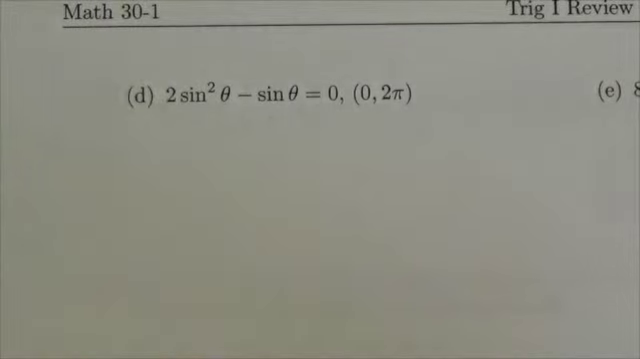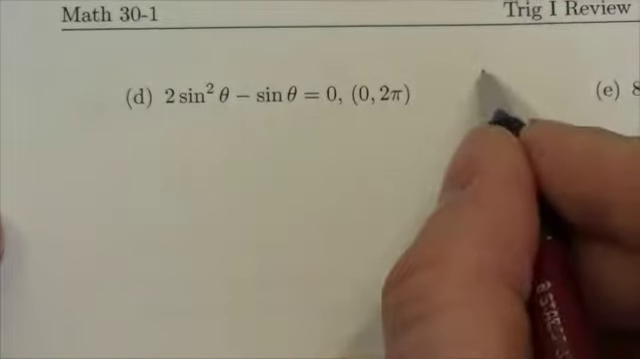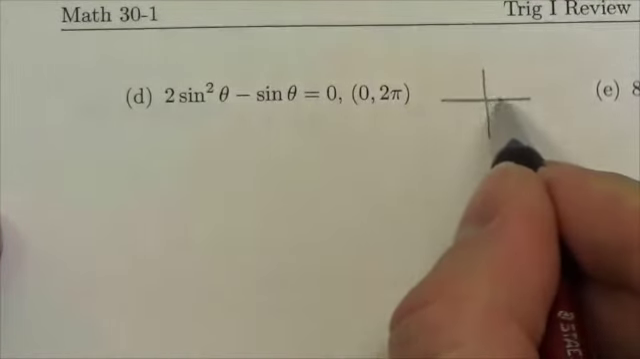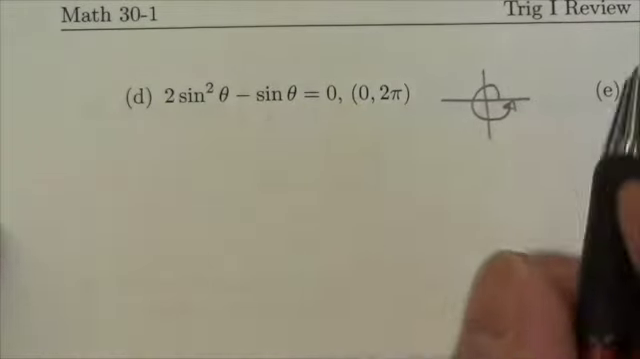Hey everybody. So in this question we just need to solve this equation. First thing we want to do here is look at the domain though. What the domain tells us is that we've got a positive full rotation and we're in radian mode. Okay, so it's just kind of nice here.